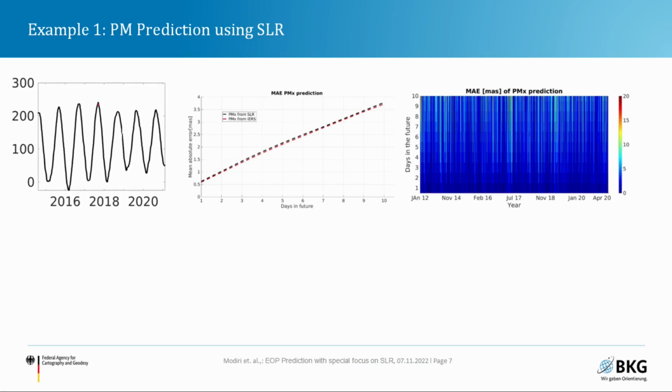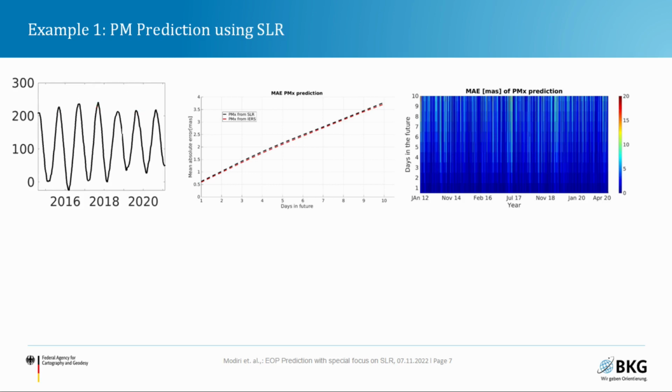We compare the SLR solution only and the ILRS solution only. And this red point shows the next 10-day prediction, and this would be the reference. But you can see the red and black. The red is ILRS, which is slightly better than the SLR-only solution.